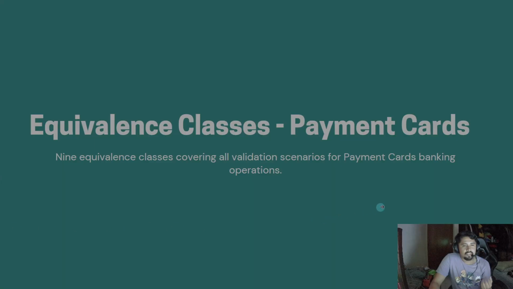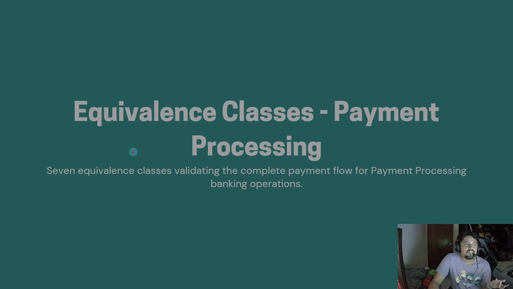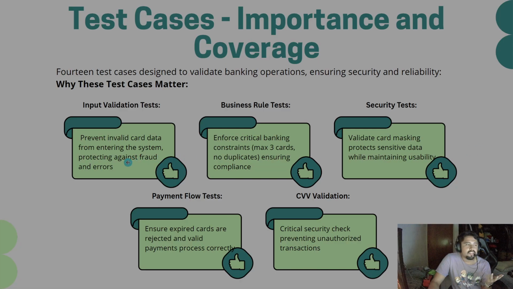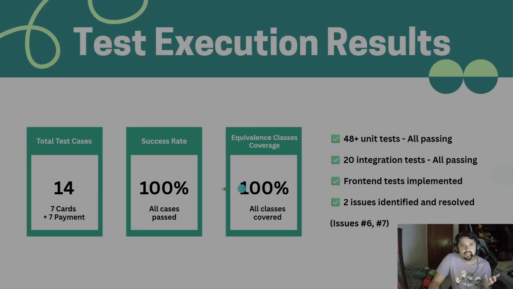Now we have the equivalent classes. We designed our tests for payment cards. We defined 9 equivalent classes covering all validation scenarios. For instance, a strict business rule that a user cannot have more than 3 cards associated with their account. For payment processing, we defined 7 classes. They validate the entire flow and ensure critical checks like CVV validation, preventing unauthorized transactions.